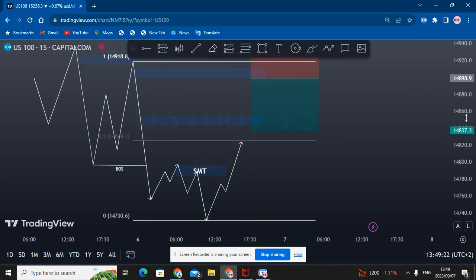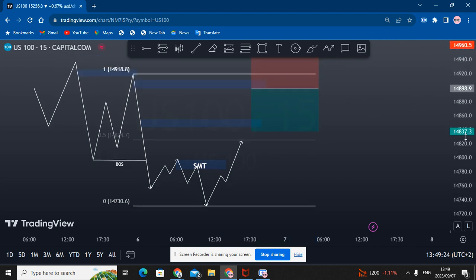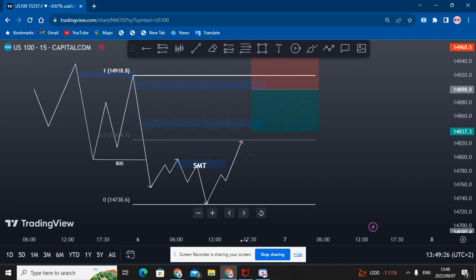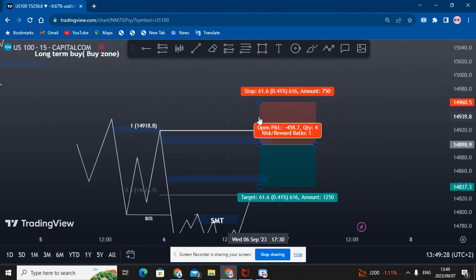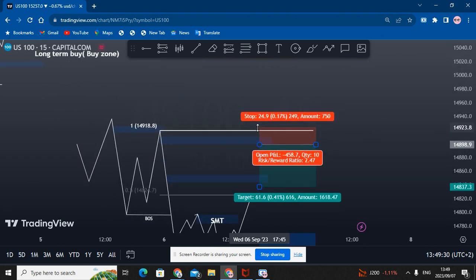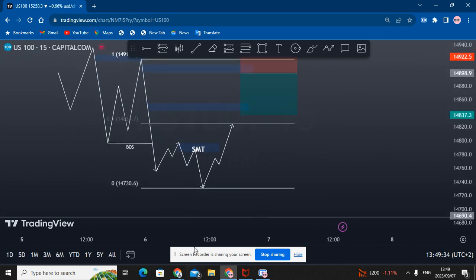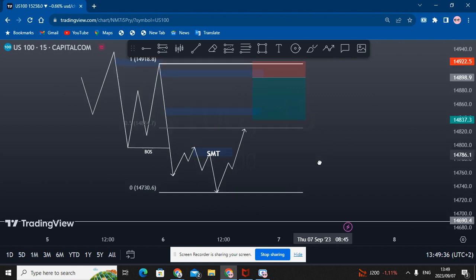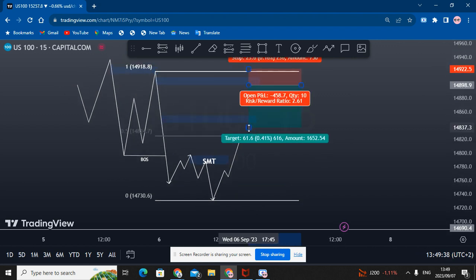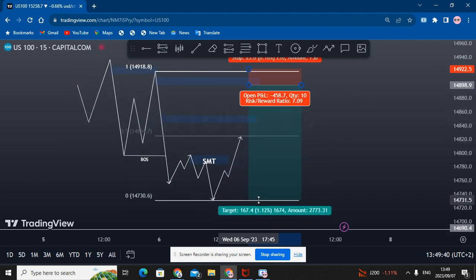Now you can also use this to predict your stop loss, right? So your stop loss and your take profit. If you want to be on the safe side, you can put your stop loss above the 100% mark. Then your take profit will be where the market is going to break structure, exactly here. Then you let the market play out.